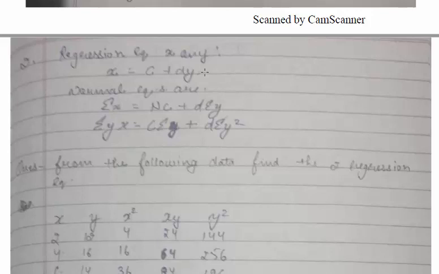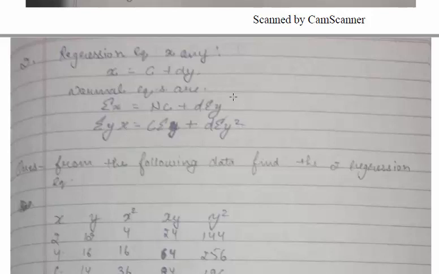The first normal equation is summation x equals nc plus d into summation y, and the second normal equation is summation xy equals c into summation y plus d into summation y square. Again in these two equations, we put the values of summation x, n, summation y, summation xy, summation y square.